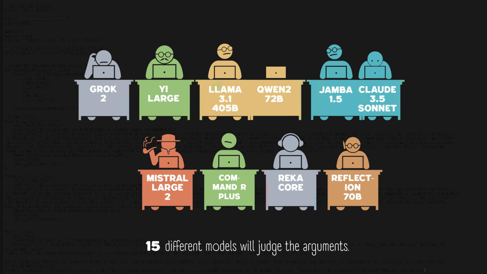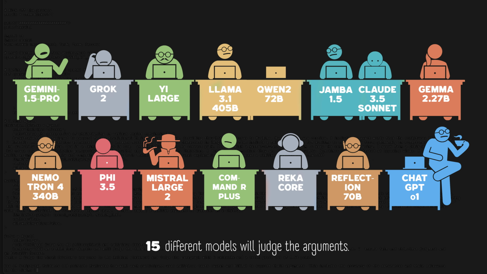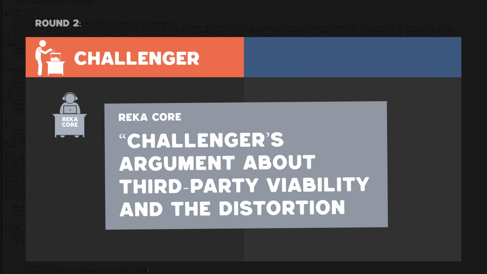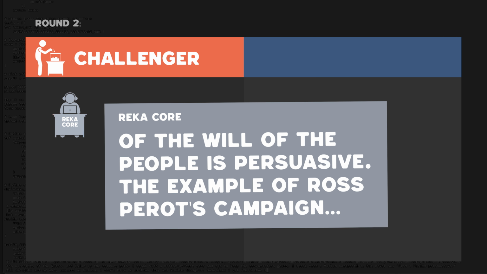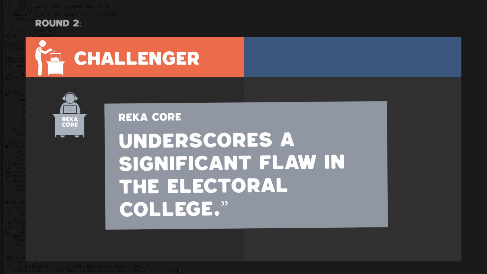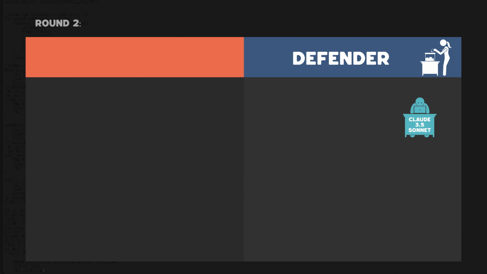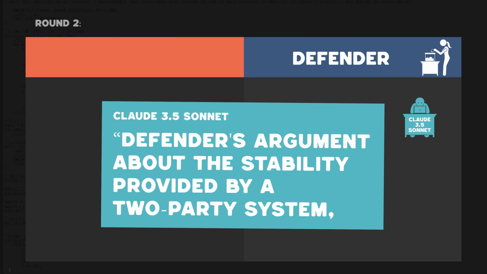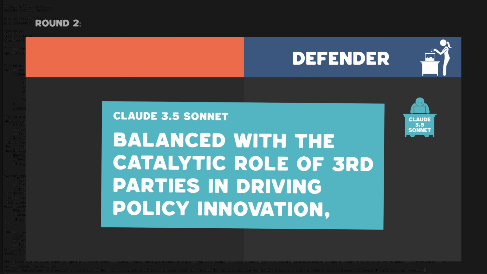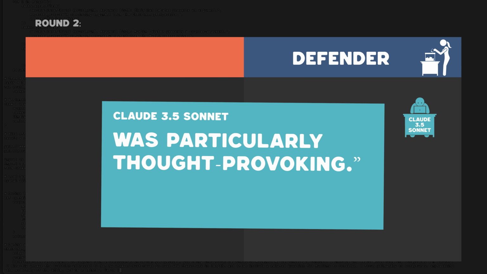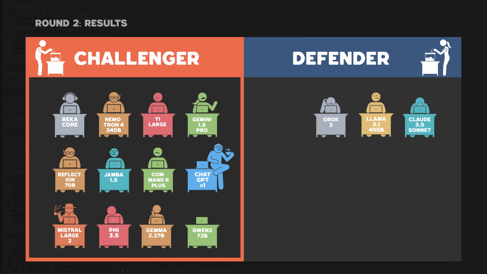Let's hear from two judges with opposing views on this round's debate. Rika Kaur states the challenger's argument about third-party viability and the distortion of the will of the people is persuasive. The example of Ross Perot's campaign underscores a significant flaw in the Electoral College. In contrast, Claude thought that the defender's argument about the stability provided by a two-party system, balanced with the catalytic role of third parties in driving policy innovation, was particularly thought-provoking. However, again, the majority of our AI judges favored the challenger view in this round.